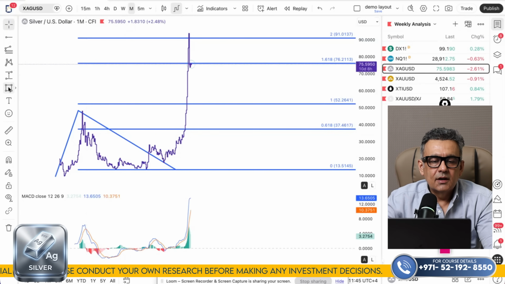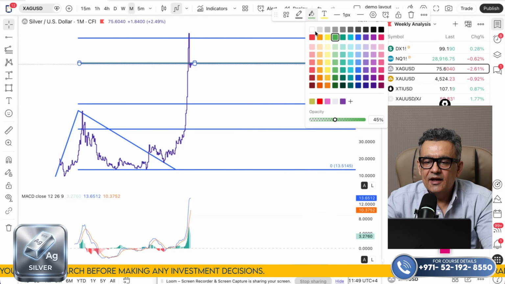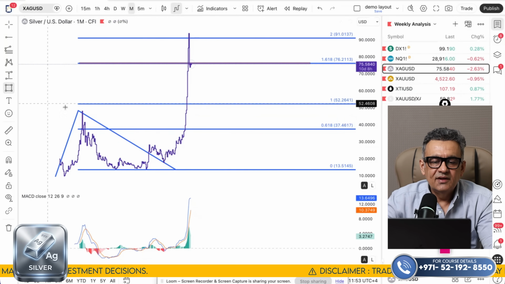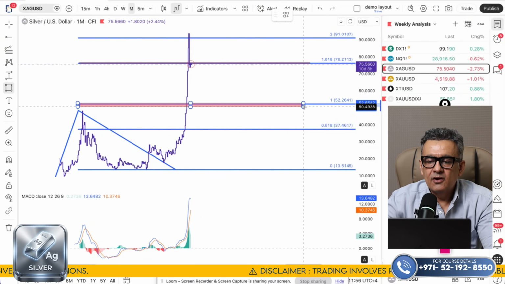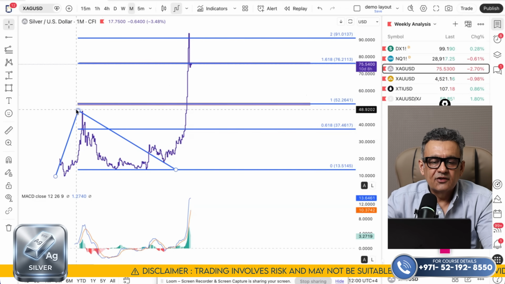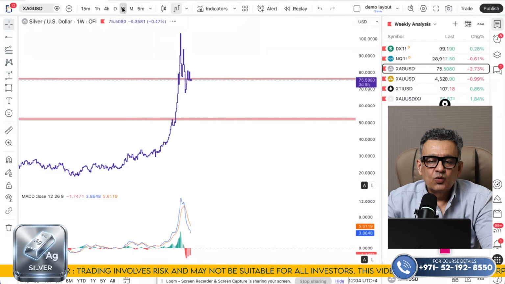So currently we are at the Fib extension resistance level. I'm calling it resistance since the current price is sitting lower than this. And if we see continuation lower, then the next major Fib level is at 52.26. That's it. Now we can remove the extension on the monthly frame, and I'll be switching to the weekly chart here.